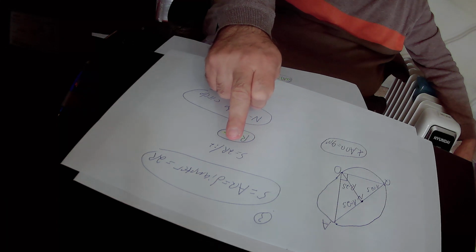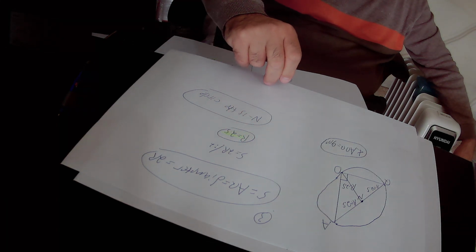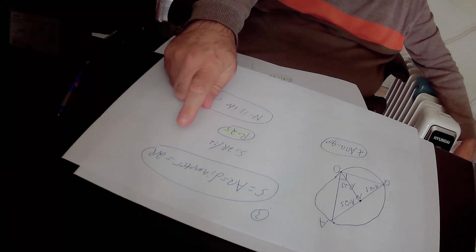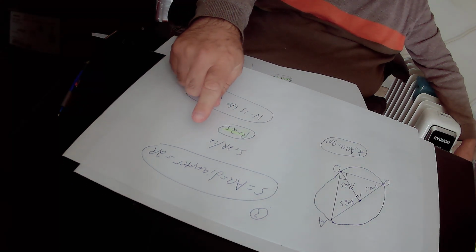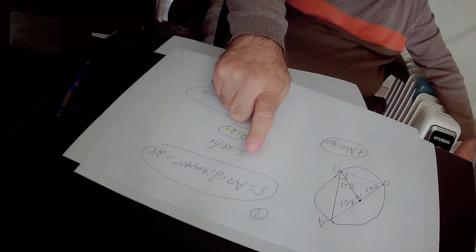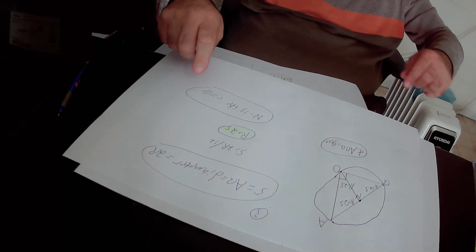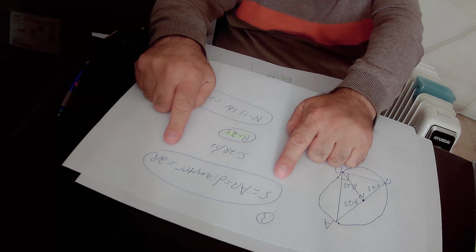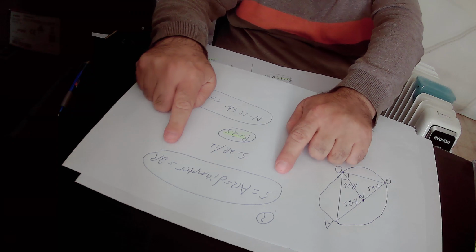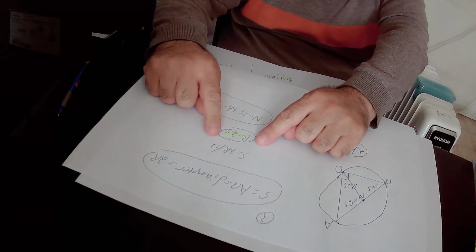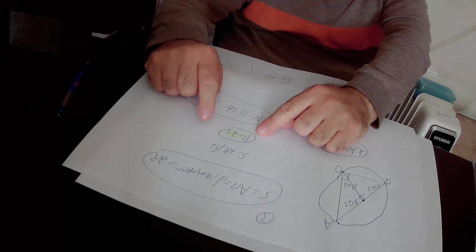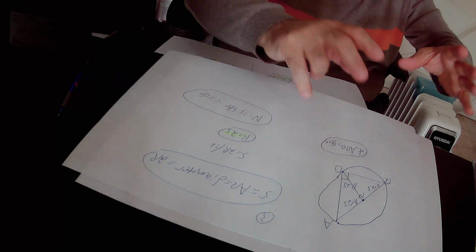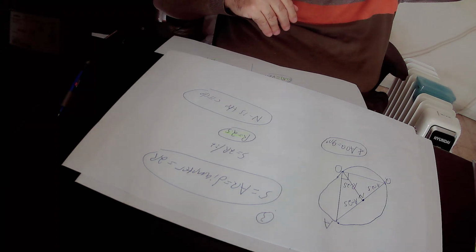AQ is the diameter of the circle. We know that the diameter of any circle equals 2 times the radius, so it is 2r. And it is given that AQ equals 5 units. From this, 2r equals 5. We divided by 2 and found that r equals 5 over 2, that is 2.5 units. The radius of this circle equals 2.5 units.